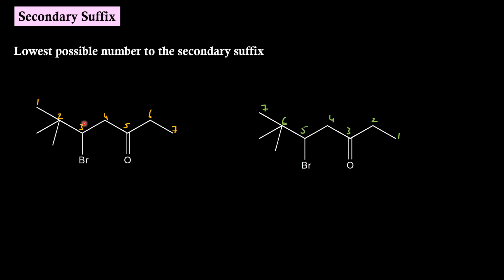With the first type of numbering, our substituents are getting the lower number, but the secondary suffix is getting the higher number 5. With the second type of numbering, prefixes are getting the higher number, but the secondary suffix is getting the lower number. According to the above rule, since the priority is high to the secondary suffix, we should ensure that the secondary suffix is getting the lower number. So, this is the proper numbering.